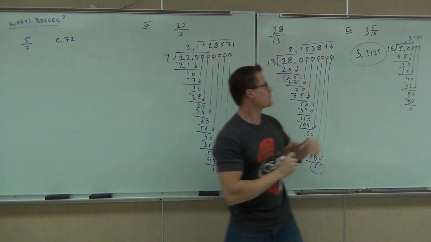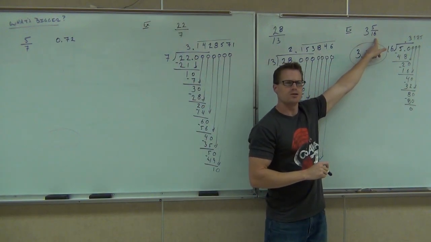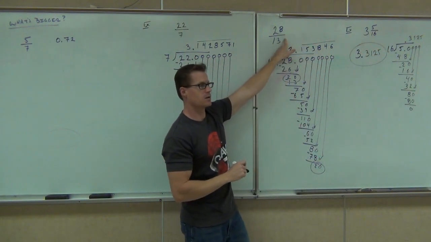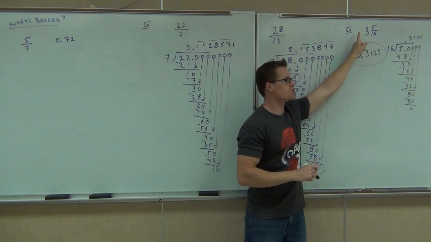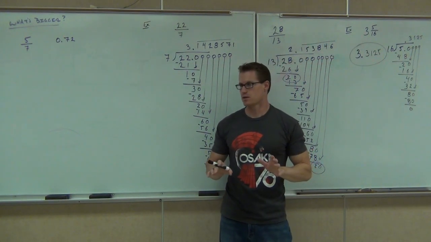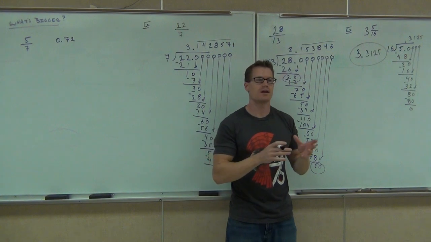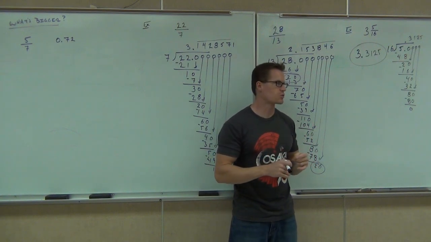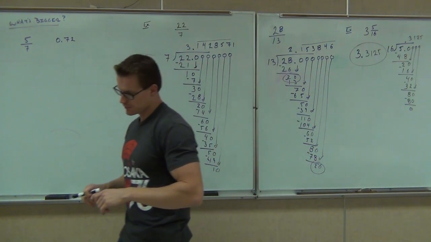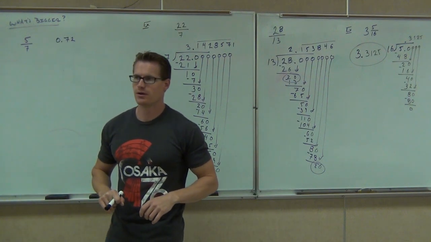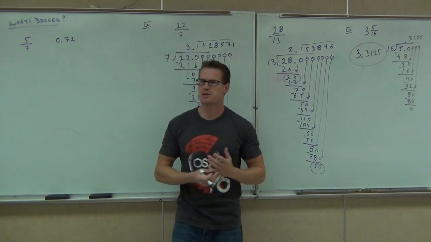You can convert this into an improper fraction. Notice that's exactly what we had before, right? If you convert that to an improper fraction, it'll work out to the exact same thing. It's just that you're finding that 3 twice. That's just a little extra work. Are you okay so far? Hey, what's bigger, 5/7 or 0.72?